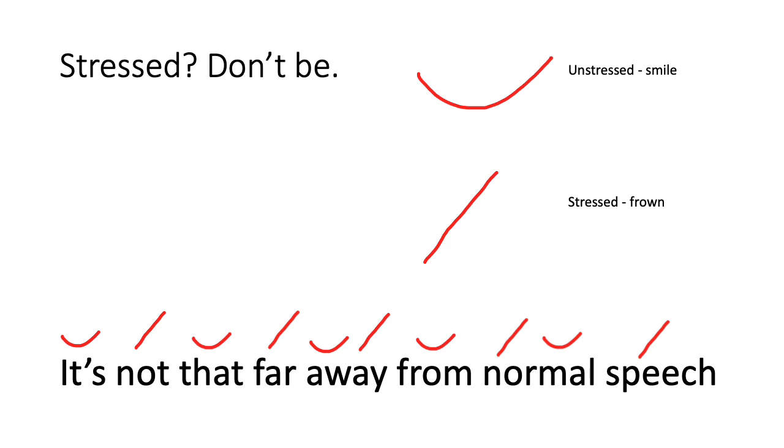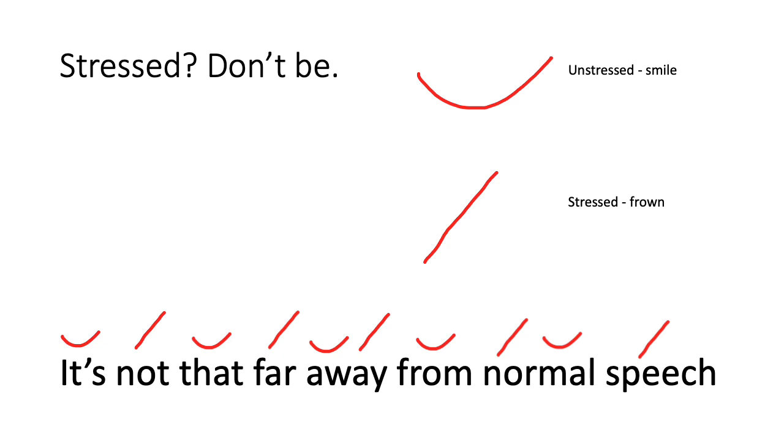Stressed? Don't be. If you think about this unstressed and stressed idea, what people do when they're looking at poetry, and particularly when they're exploring the rhythm of poetry, is they use little marks above the line to help them see where syllables are stressed and when they're unstressed. So it's quite straightforward, really. The symbol for an unstressed syllable looks a bit like a smile because you're unstressed. So a smile indicates an unstressed syllable. That syllable is calm, it's quiet, it's quite happy.